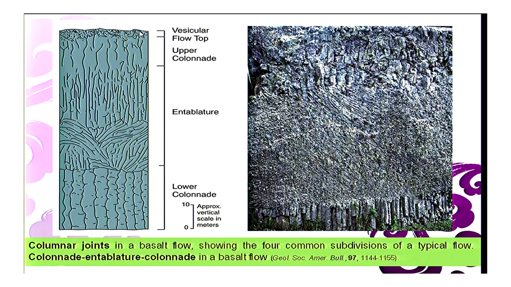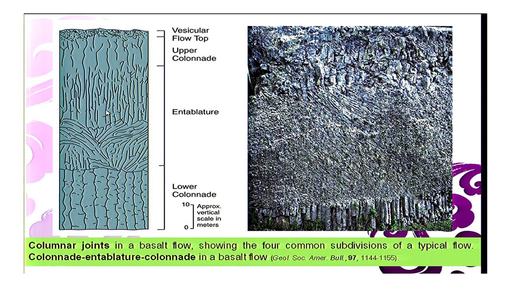What are those zones? The uppermost zone, the topmost zone, is vesicular. Why is it vesicular? Because of the escape of gases. But you have a flow top, then the successive layer is called the upper colonnade structure. Colonnade is a technical term where you have straight fractures. These fractures are there, but at a lower level these fractures are not straight, or they sometimes club together and form another zone called the entablature zone.